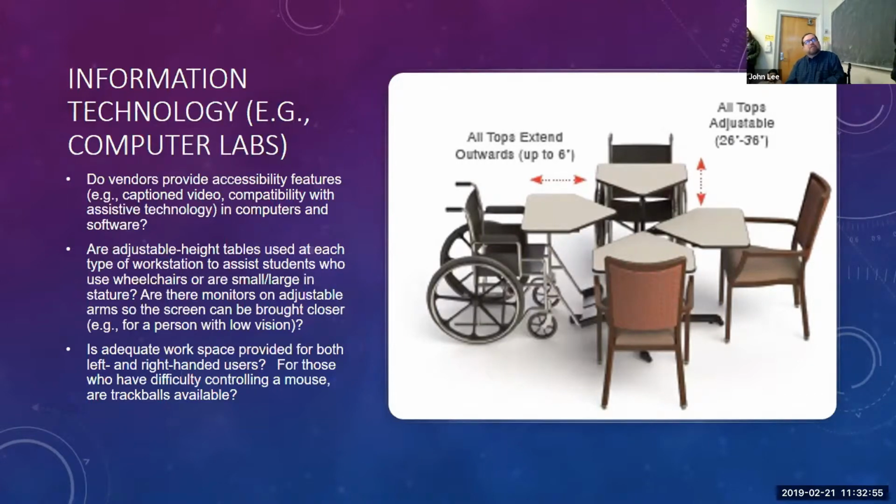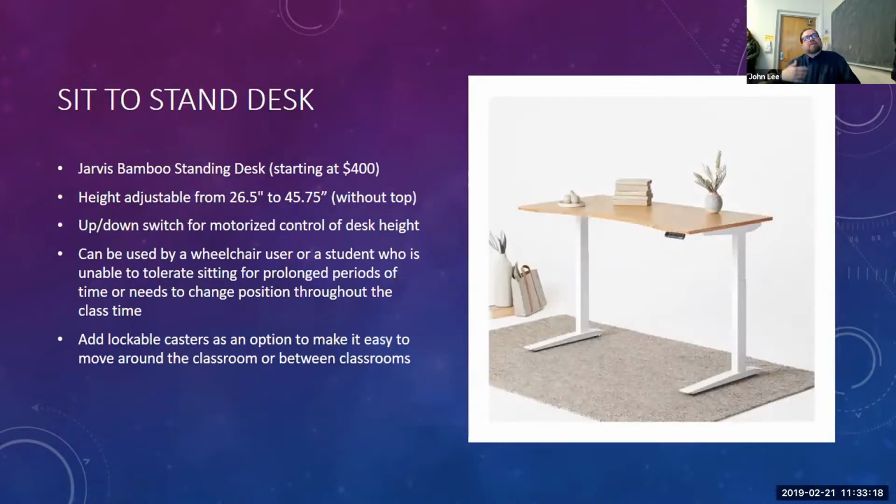Adjustable height tables should be used at each type of workstation to assist students who use wheelchairs or are small or large in stature. The monitors should be on adjustable arms so that the screen can be brought closer, for example, for a person with low vision. And is adequate workspace provided for both left and right-handed users? For those who have difficulty controlling a mouse, are trackballs available? And I think I've got a couple things to show that.